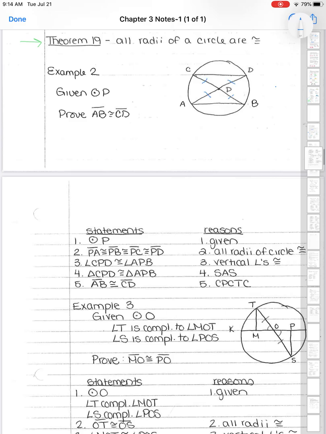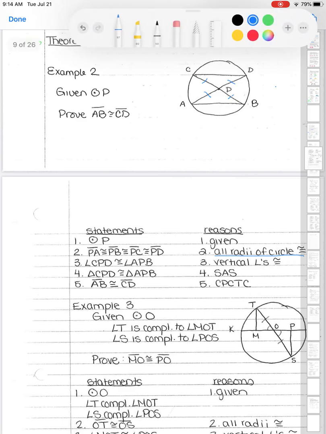So let's see. If we look now to example 2, it says given circle P, so we know that P is the center of the circle, and we want to prove that AB is congruent to CD. All right, so we copy our given down. Based on this information, we got 4 radii, so PC, PD, PA, and PB. And by this new theorem, we can say that all of the radii of a circle are congruent, and we just list them all out.